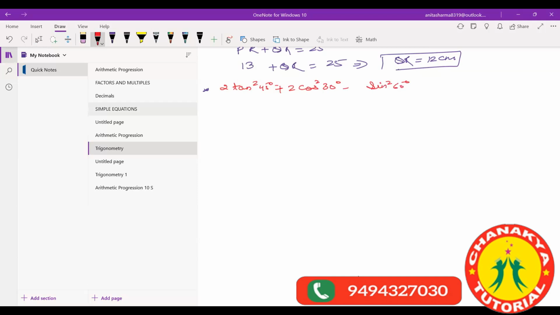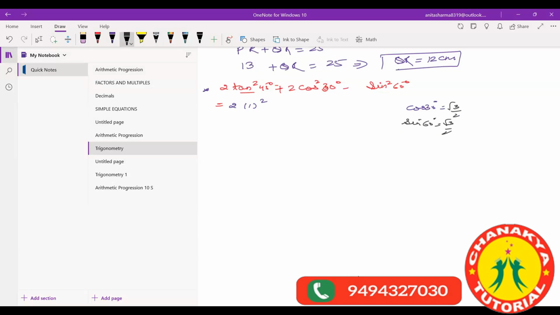Tan square 45 is? Yes, beta. Ma'am, it is cos square 30, not 2 cos. Yes, cos square 30. So, tan 45 is 1, beta. So, 1 square, cos square 30. Tell me, children, the value of cos 30 and sin 60. Root 3 by 2. Yes. Both are having the same value.